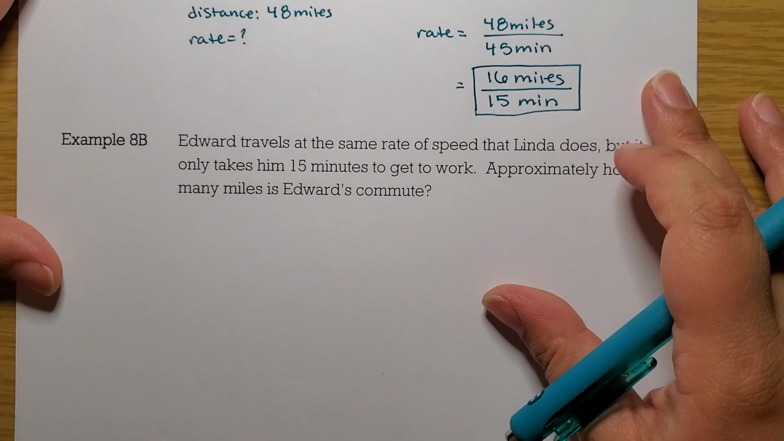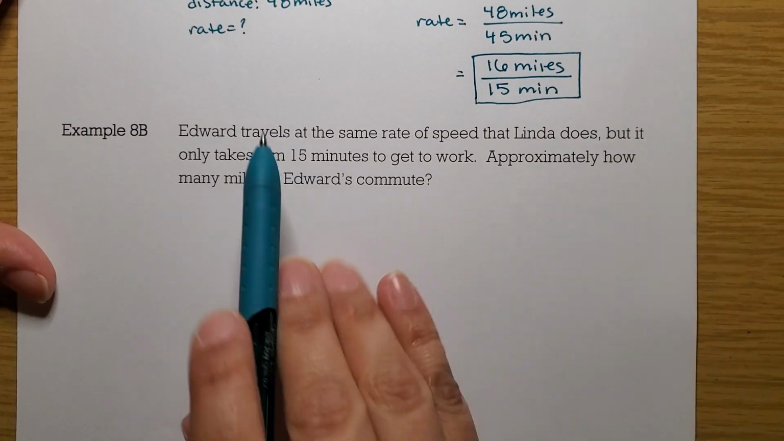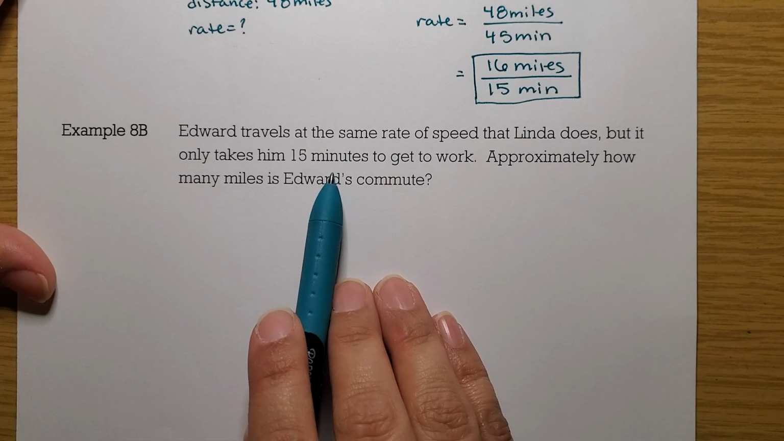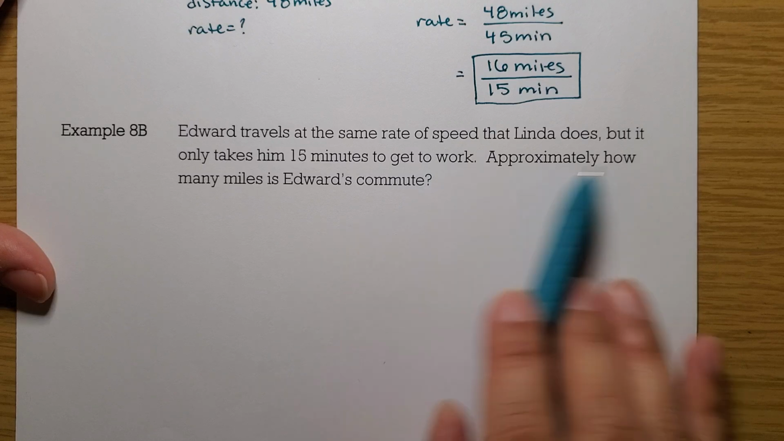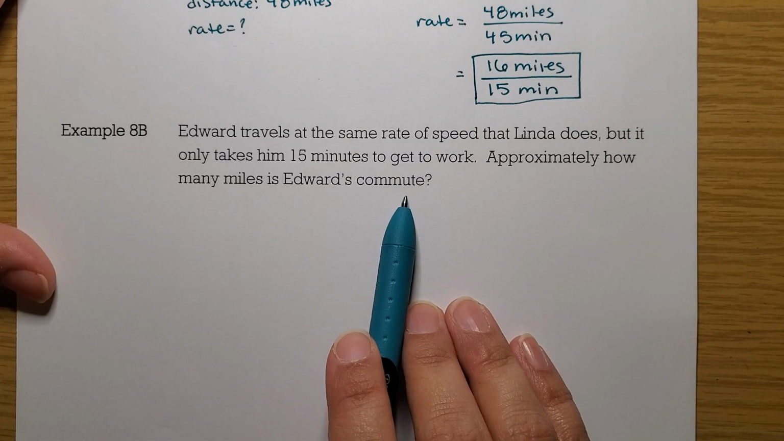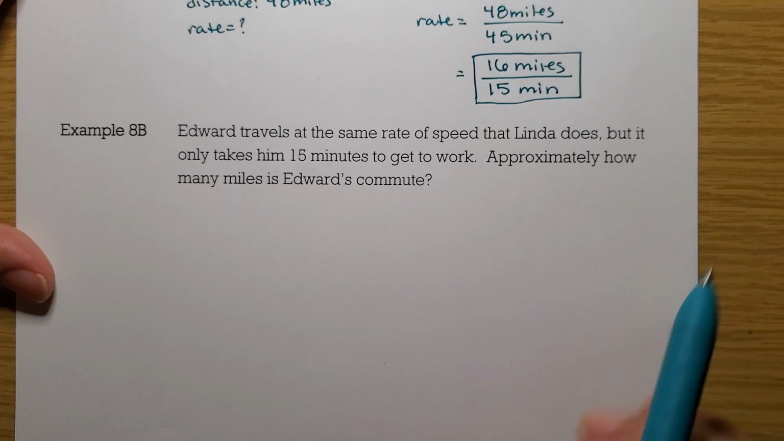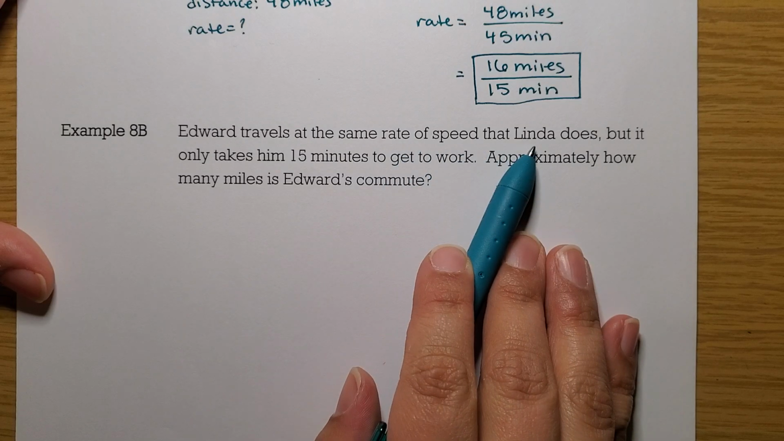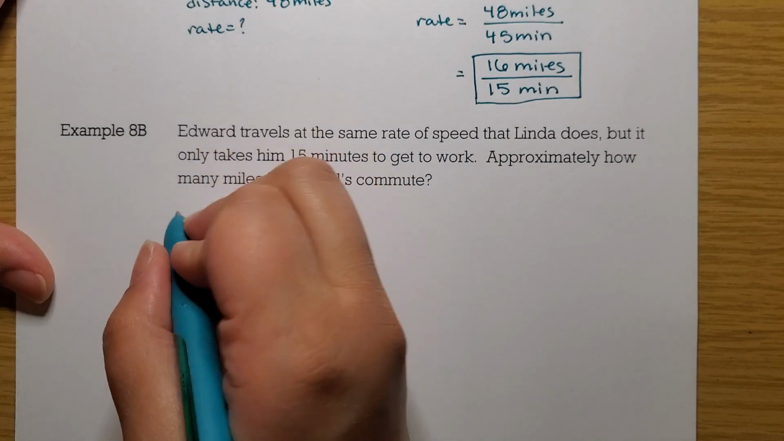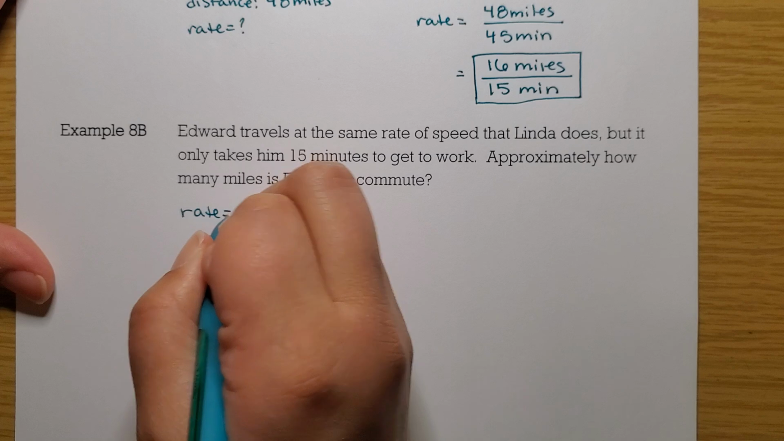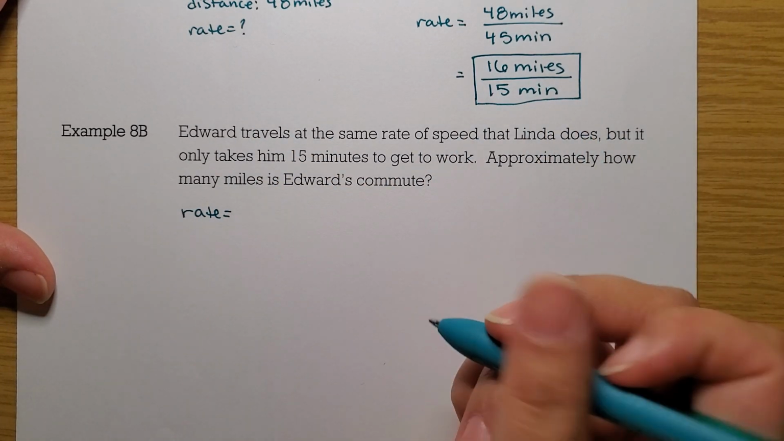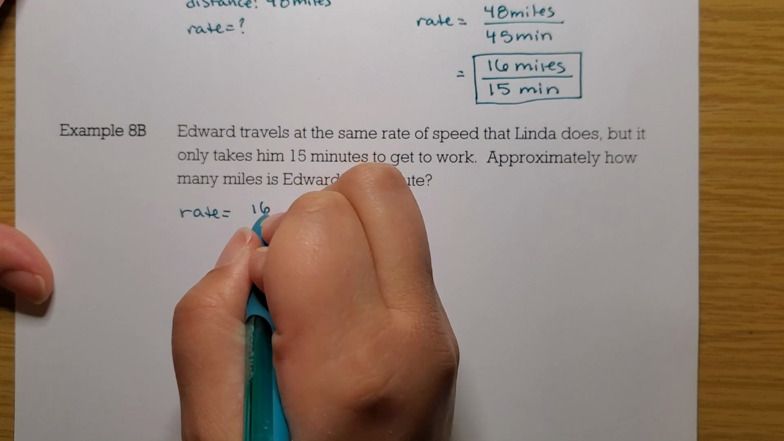Now let's take a look at part B. Part B says Edward travels at the same rate of speed that Linda does, but it only takes him 15 minutes to get to work. About how many miles is Edward's commute? Okay. So he travels at the same rate that Linda does. So rate, Linda's rate is what we found. So that's the 16 miles in 15 minutes.